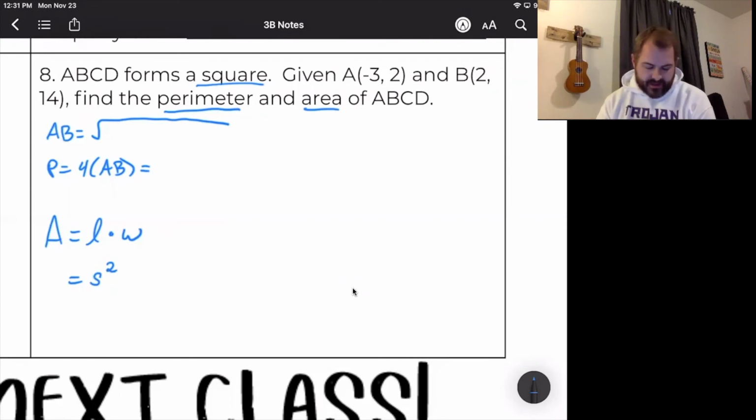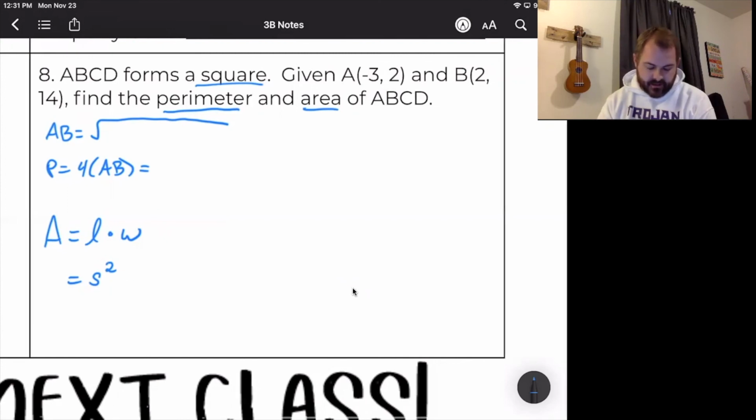So what we're going to do is that S is a side length, whatever length AB was. We're going to square that, and that's how we're going to find the area. So it's like 2 problems in one here. Again, pause the video, use your distance formula to find the length of AB, and then see if you can find the perimeter and area. If you still need more time, keep the video paused here. Otherwise, this is what we should get.